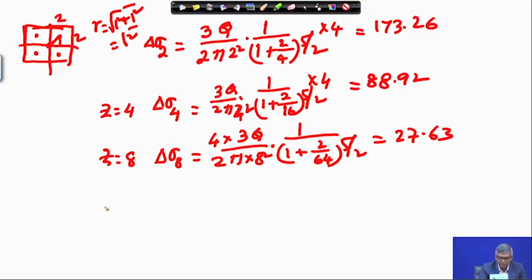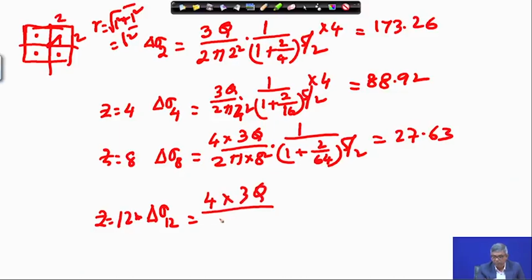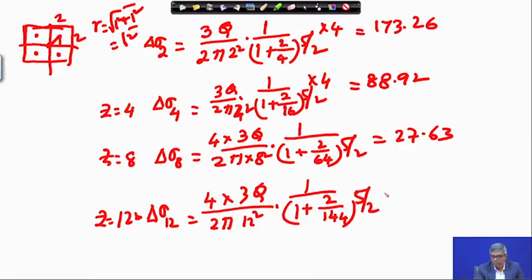Now, if z equal to 12 meter, so delta sigma 12, that gives 4 multiplied by 3q divided by 2 pi, and it is actually 12 square multiplied by 1 plus 2 by 144 to the power 5 by 2, and that comes 12.81.